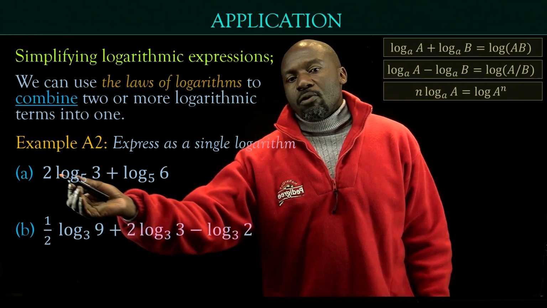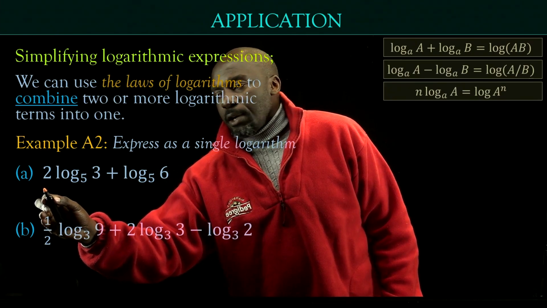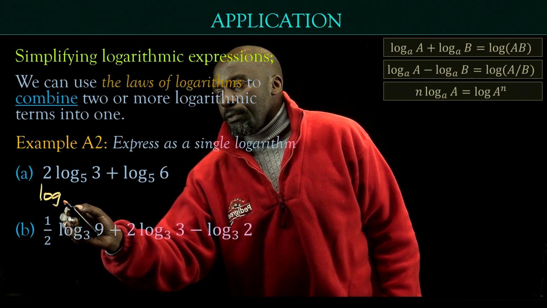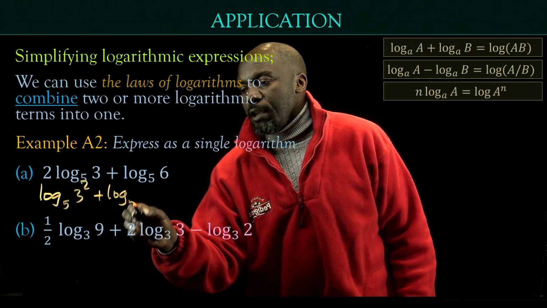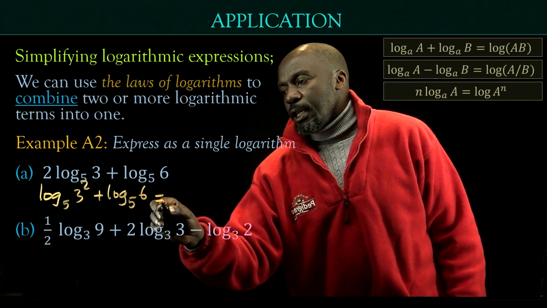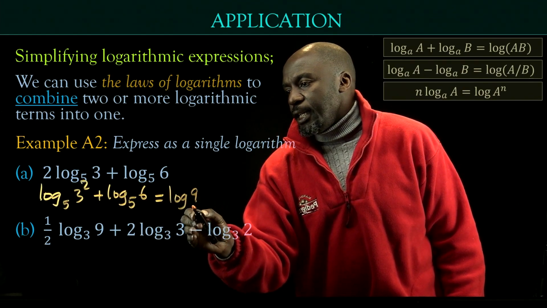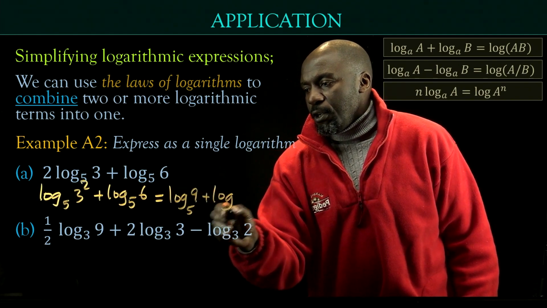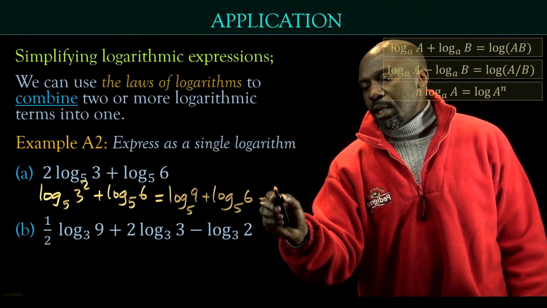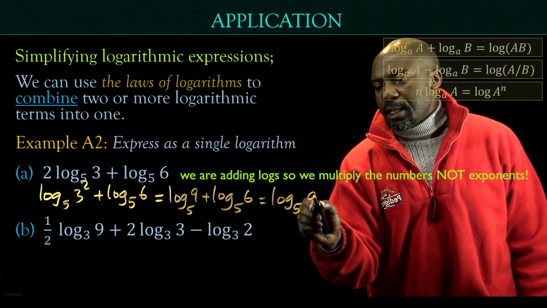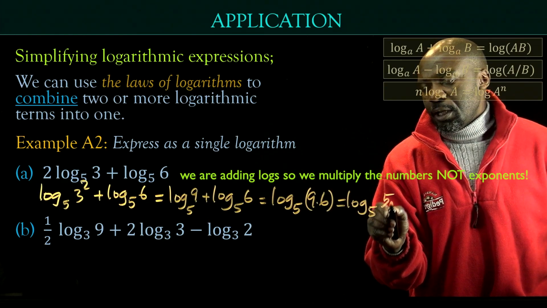So the first thing I want to do is to move the 2 up there according to that 3rd law there. And so I can write log to base 5 of 3 squared, right, plus log to base 5 of 6. After that that's 9 there, so it's log to base 5 of 9 plus log to base 5 of 6, and since we are adding the logs, we multiply the arguments, and this ends up being log to base 5 of 9 times 6, which is the same as log to base 5 of 54, I believe.